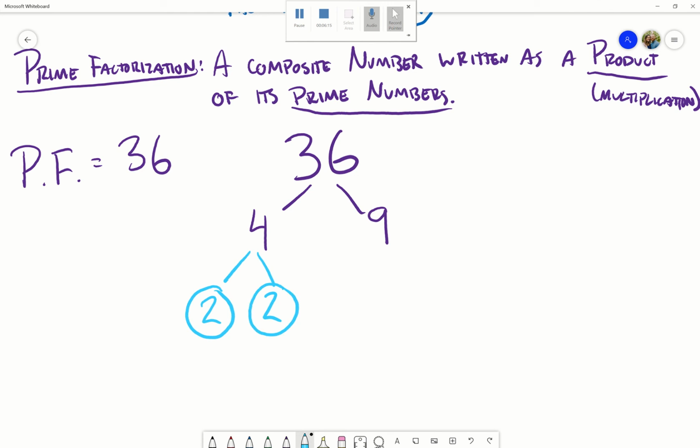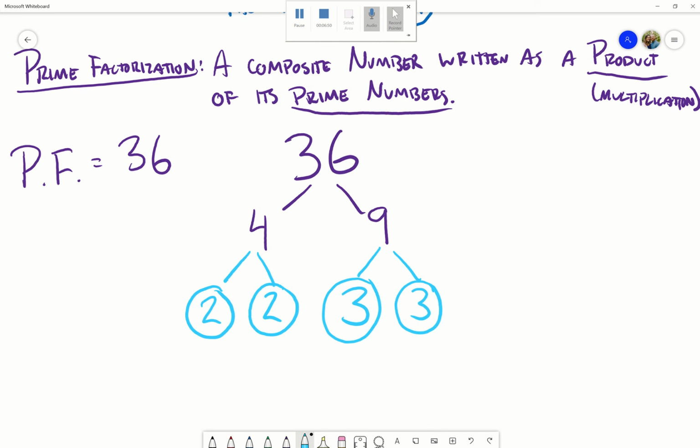Then we look at 9 and we say, all right, well, can we break 9 down? Or is 9 a prime number? This one is the one that tricks a lot of people. 9 can be broken down. 9 is not a prime number. It's an odd number, which we don't always love odd numbers, but 9 is not a prime number because 3 times 3 equals 9. But we do know that 3 is a prime number, so we'll circle both of those. And so now we have no more numbers we can break down.